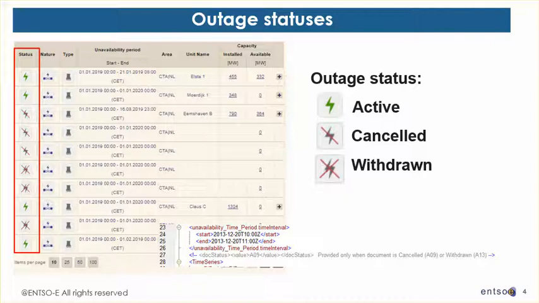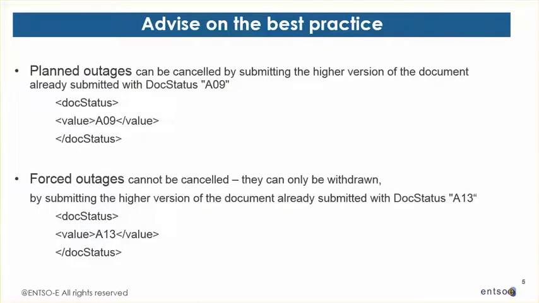Okay. If you have any questions, please feel free anytime. If you go to the next slide, this is the same information about what I just mentioned. If you want to cancel a document, like a planned outage, you send A09. If you want to withdraw a planned outage, you send A13.